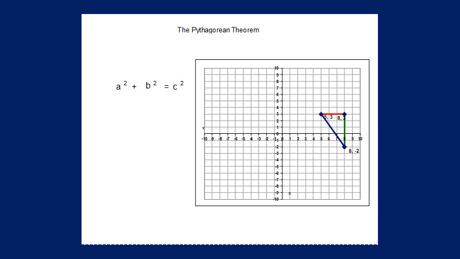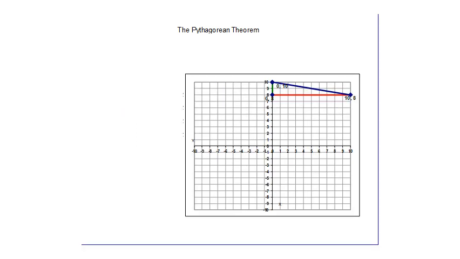A squared plus B squared equals C squared. In this case, 3 squared plus 5 squared equals C squared. 9 plus 25 equals C squared. 34 equals C squared. We take the square root of both sides. And C equals 5.83. Try this next one on your own.